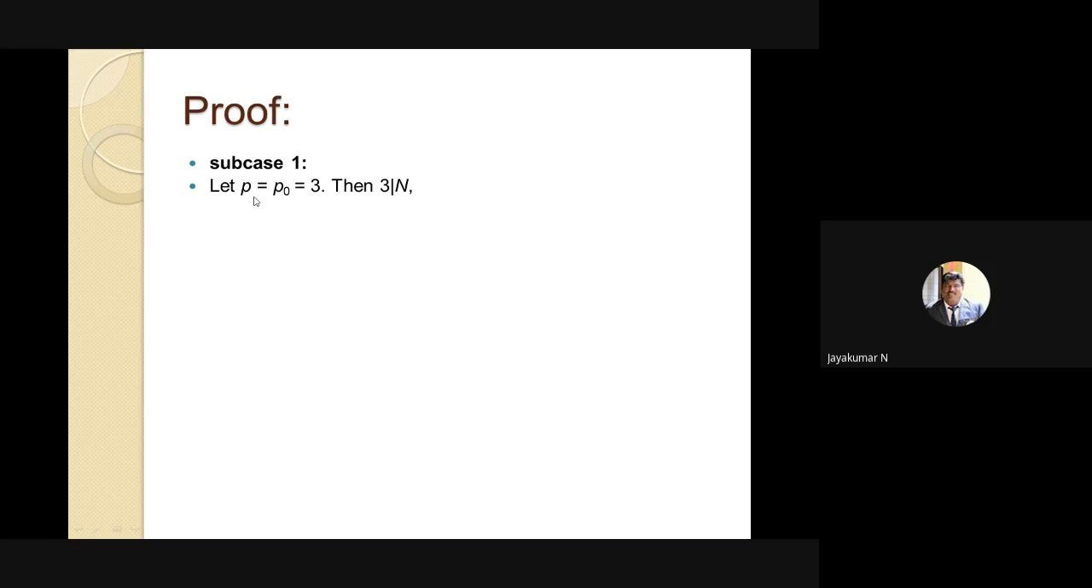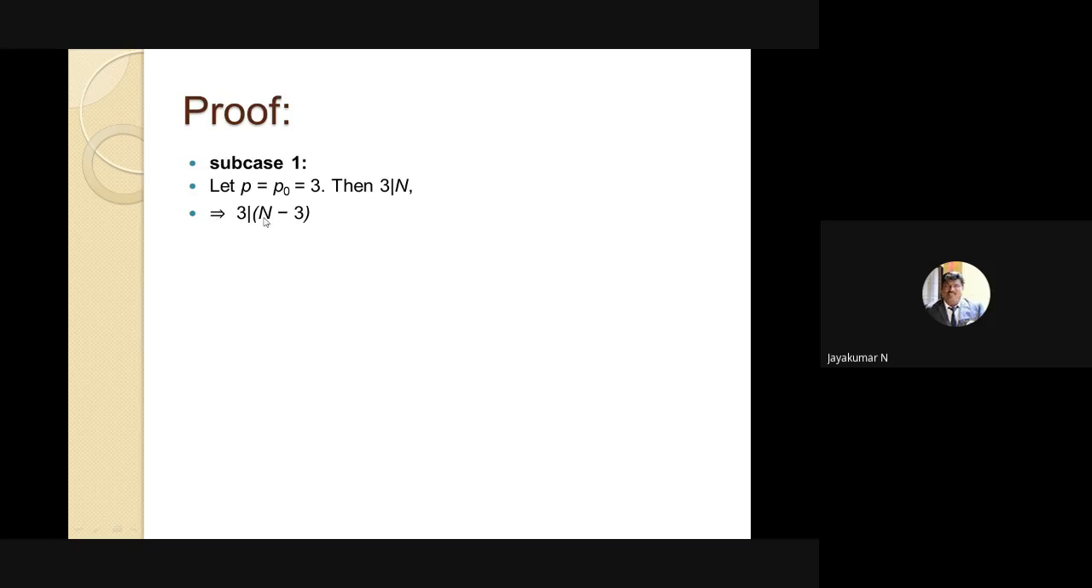P equal to 3 means definitely 3 divides n, because I assumed that p is one of the prime factors of n. That prime is considered as 3, so definitely 3 divides n, because 3 is one of the factors of n. So 3 divides n, which implies 3 divides n minus 3, which is obviously correct. Why do I choose like this? Because my assumption is n equals 4 times p1, p2, p3, etc., pk plus 3. If you bring 3 to the left hand side, that is considered as n minus 3. So only I consider n minus 3 here.